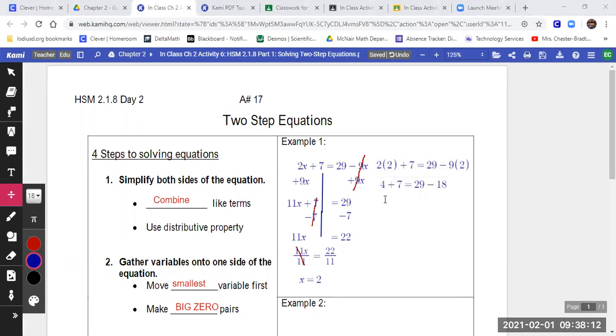Okay, now we get to do combined like terms. 4 + 7. 29 take away 18.